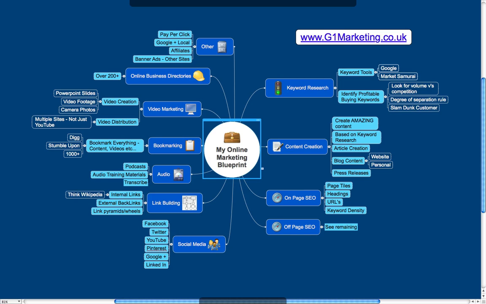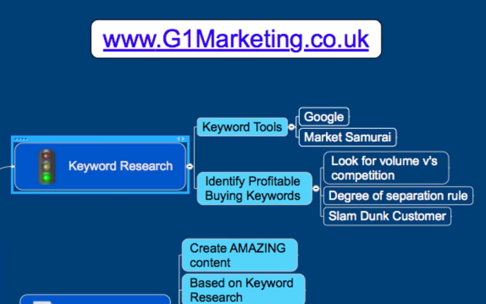So without further ado, the first thing that you really need to be doing when it comes to an online marketing blueprint is keyword research. Now, keyword research is all about trying to identify what people are typing into Google or Bing or Yahoo when they're looking for your types of products or services.